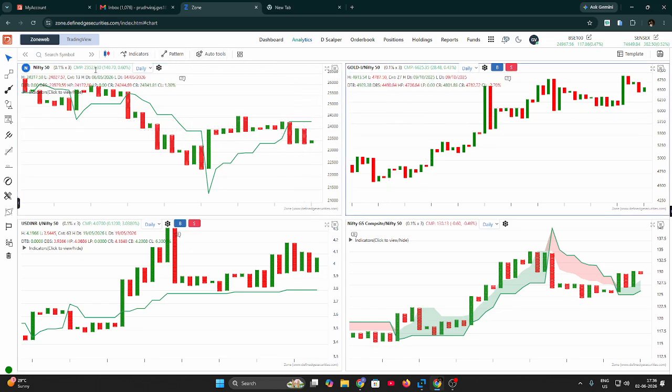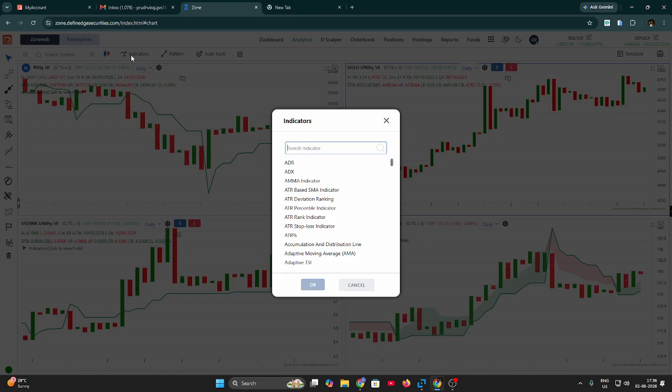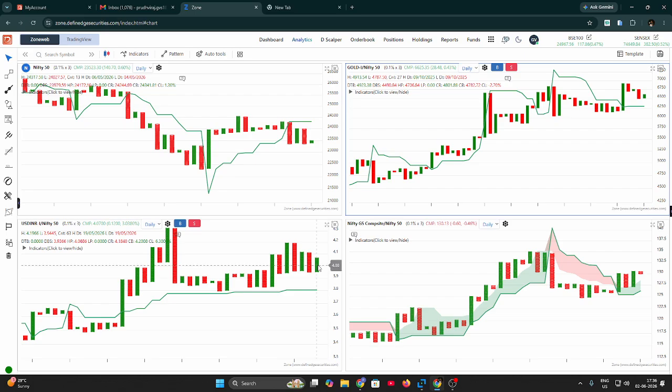Same way we will add the D Smart indicator again. I am applying it everywhere. Gold is above the green line and also in a blue column. So this is negative for Nifty.